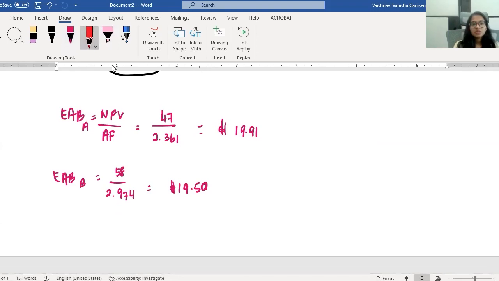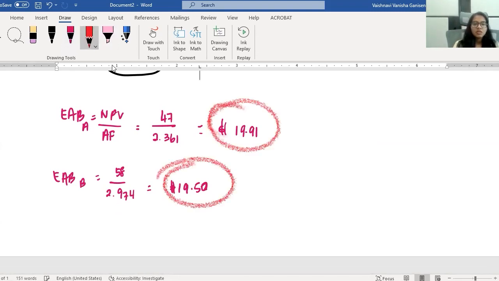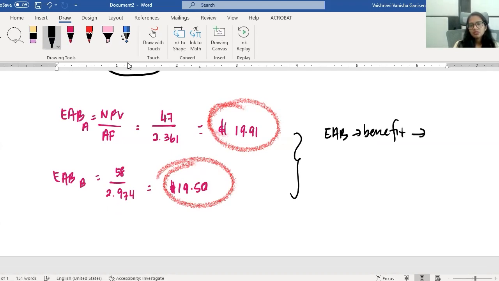Okay, so guys, between project A and project B, which one will you choose? Okay, because this is EAB, whenever you choose a benefit, you always choose the highest benefit. Now, between EAB of A and EAB of B, which one is higher? 19.90. So you will choose project A.